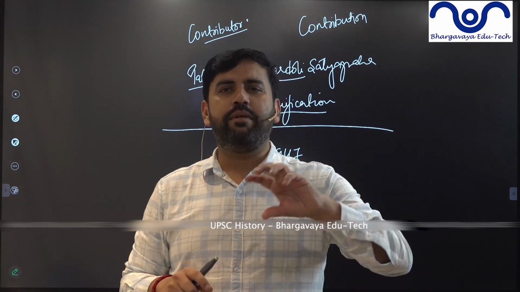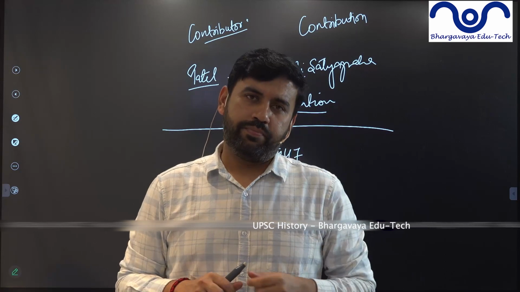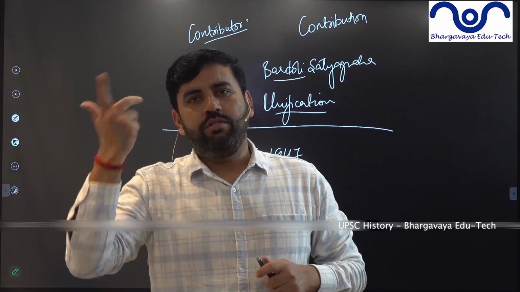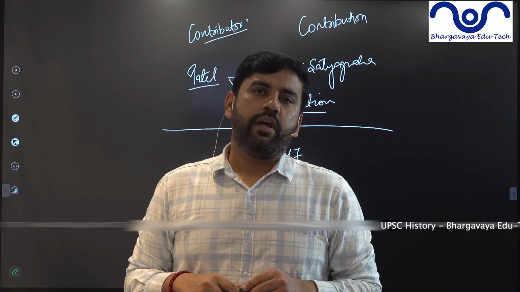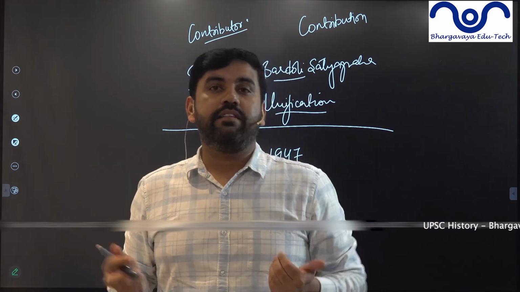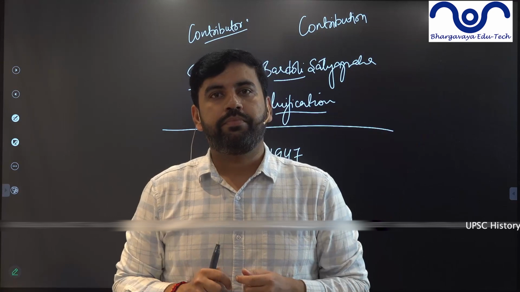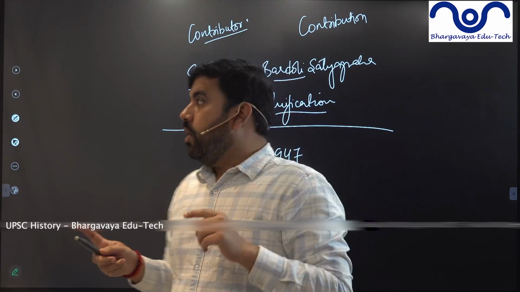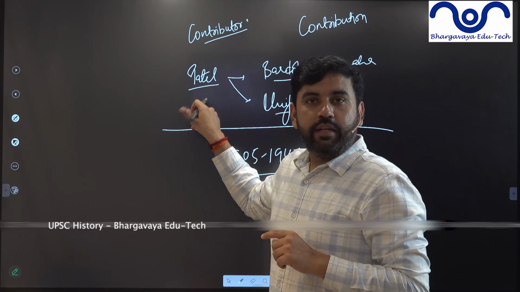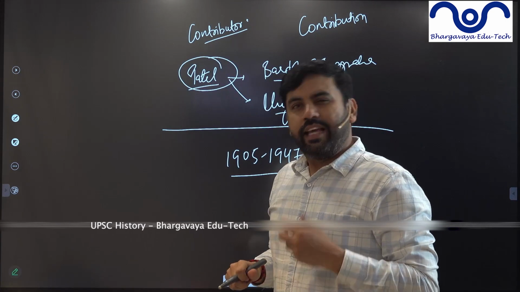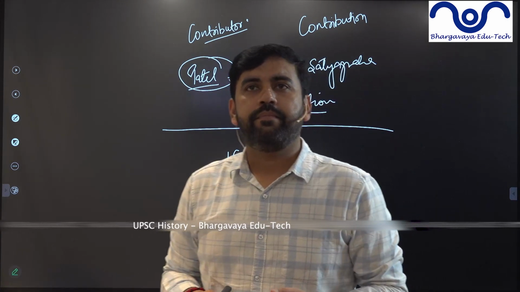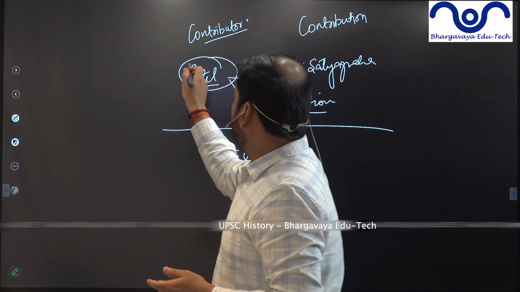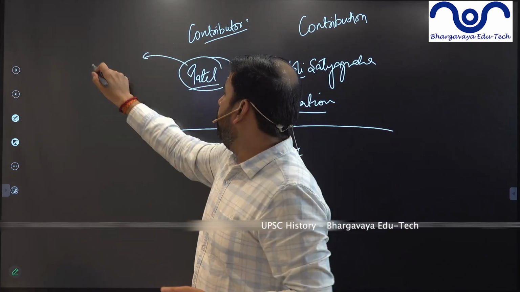Like once they asked compare Gandhi and Tagore. Once they asked compare Gandhi and Bose. Once they asked to compare other personalities, governor generals. They can ask anything. Now, here the contributor is an individual. Patel is an individual. Can a contributor be a group? Let me write one example. Revolutionaries.